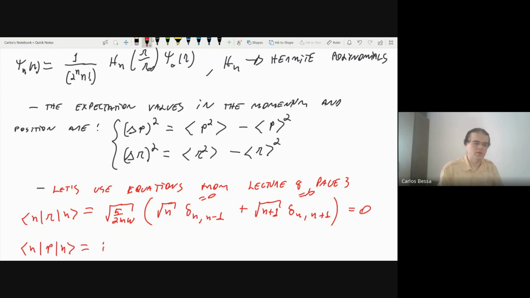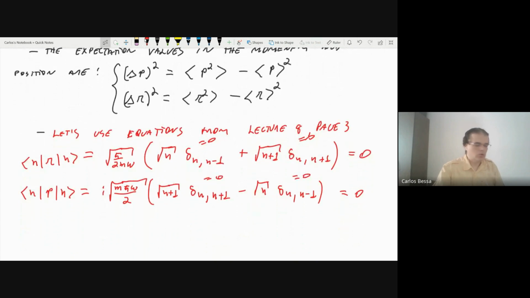And the same for p. For the momentum, we found this: m h bar omega over 2, square root of n plus 1 delta n plus 1 minus square root of n delta n minus 1. It's the same, 0. So this second term here in both are 0. So, okay, we need to find the p squared and the r squared, and then take the expectation value.